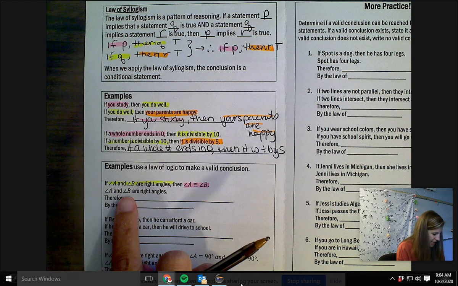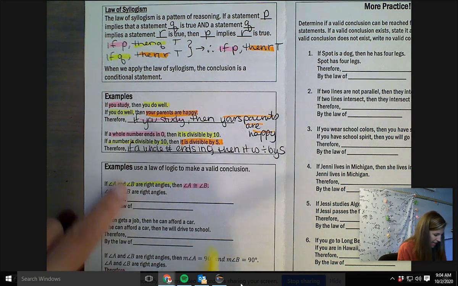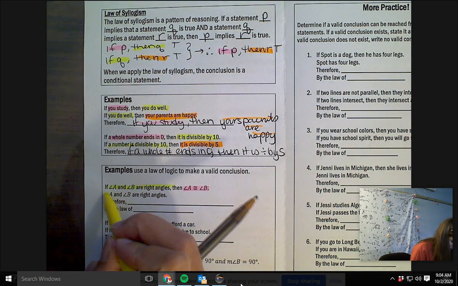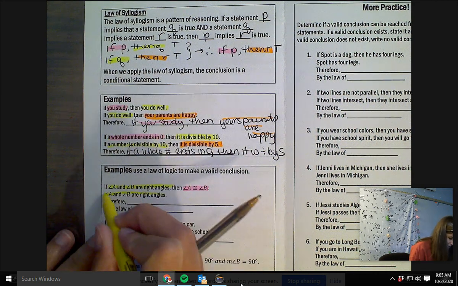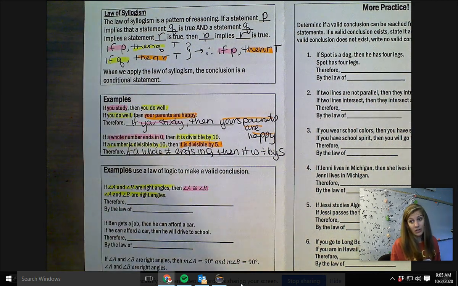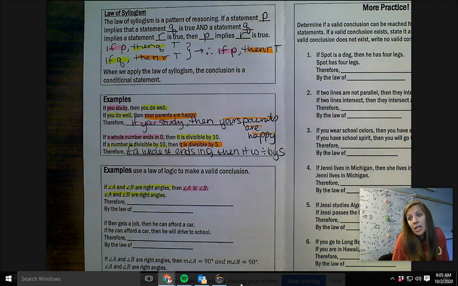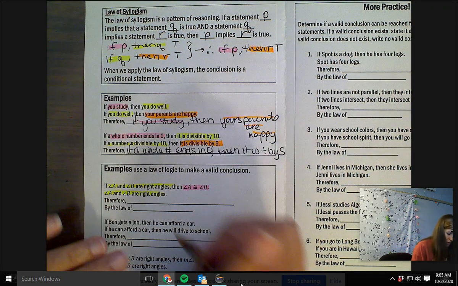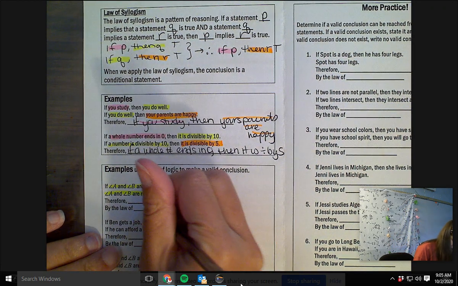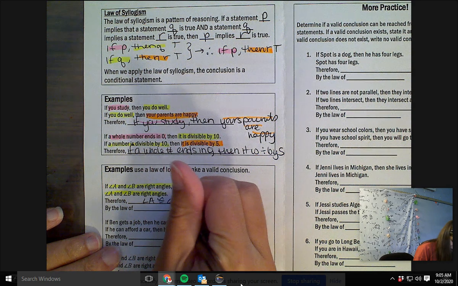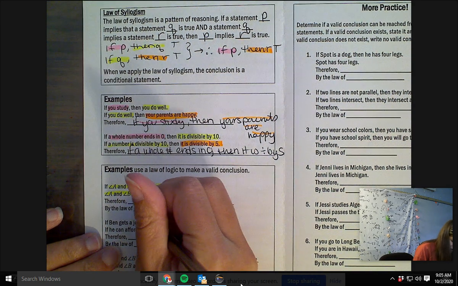Then it says that angle A and angle B are right angles. So I said that. It was my hypothesis. And because there aren't two conditional statements, it can't be the law of syllogism. It could be the law of detachment, which says if I repeat the hypothesis of a conditional statement, then I can conclude the conclusion, which I have. So therefore, I can say angle A is congruent to angle B by the law of detachment.